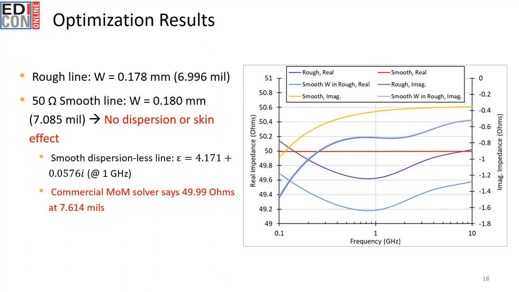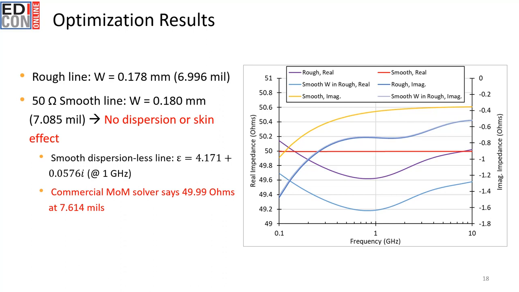So here's our results, and what I've done is I've provided some comparisons here. Our rough line is with copper roughness and skin effect and dispersion included, and our results say that we should have a 7 mil wide line. You can see here on the right the impedance curve, and it actually gets very nicely close to 50 ohms throughout this pretty broad bandwidth. So that's pretty great. There's a little bit of imaginary part left over.